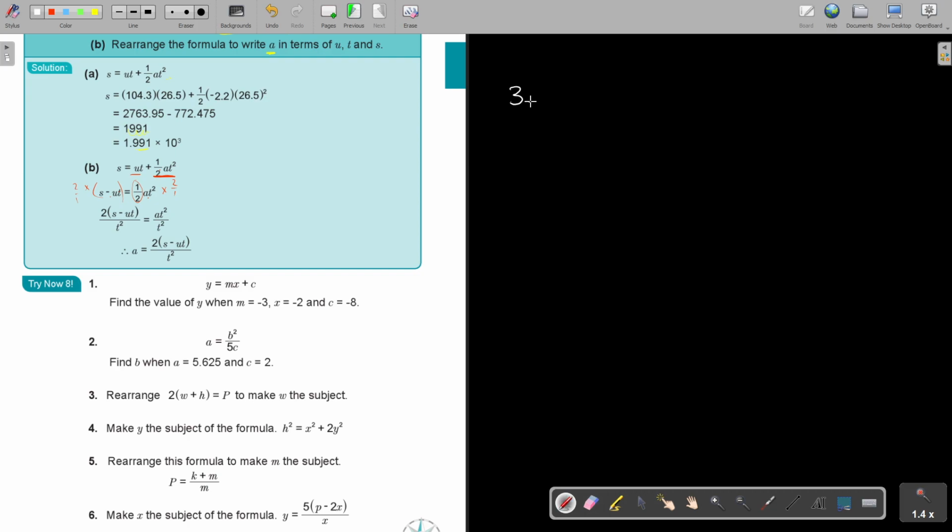Number 3. Rearrange, so this is making subject of the formula.